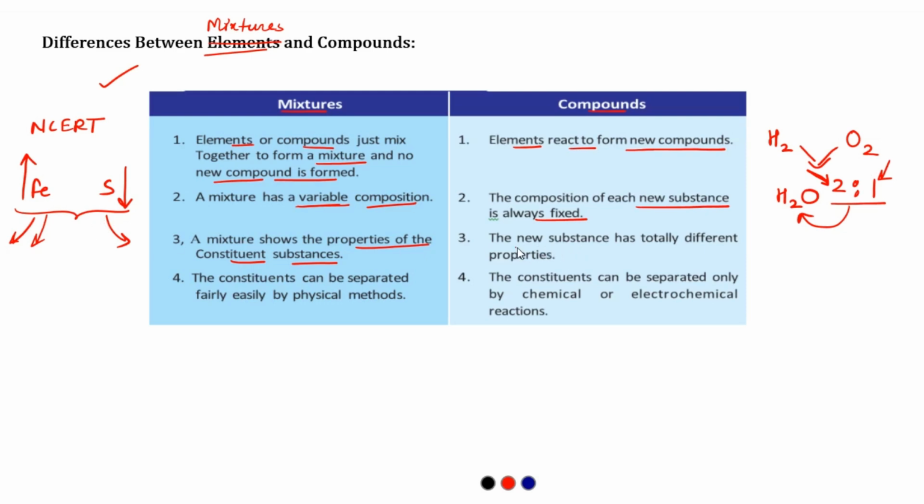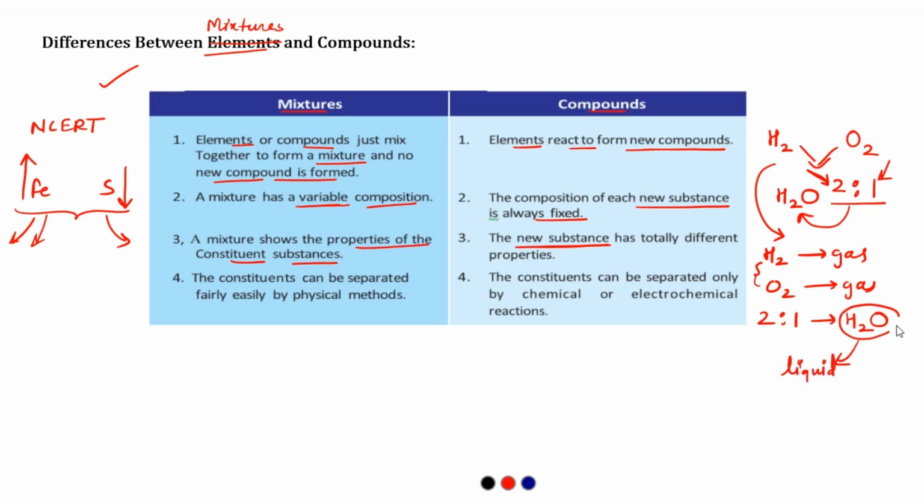But in compounds, when a new substance is formed, the elements will not show their properties separately. They have been combined and form a new substance, and that's why their properties will be completely different. See the same example which I have taken here. Hydrogen is a gas, oxygen is a gas, but when these two combine in a 2:1 proportion, we are going to get water. And what is water? It is in liquid state. So see here, properties of a new substance will be completely different from their elements. I hope you will understand all these points.